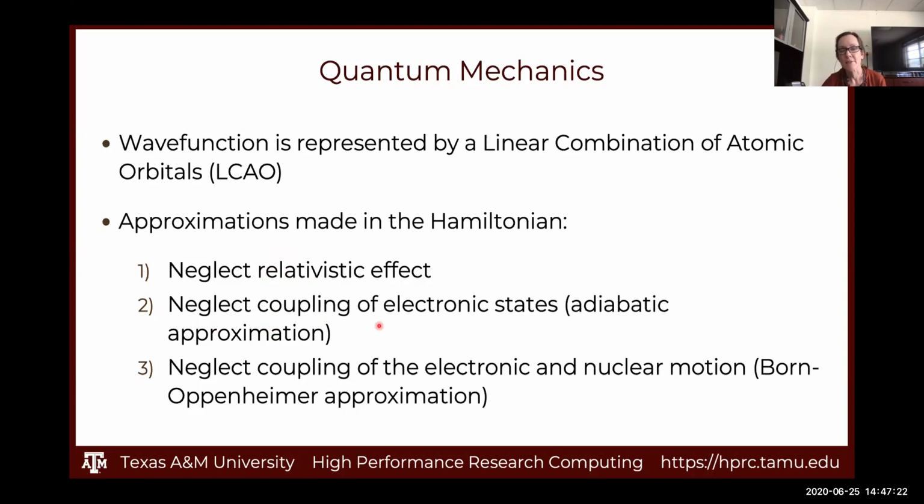We neglect coupling of electronic states. And more importantly, we neglect the coupling of the electronic and nuclear motion, the Born-Oppenheimer approximation, which means we optimize the wave function, then we take a geometry step, we optimize the wave function for the new geometry, then take a step. So the motion is decoupled. We assume that the electrons are moving so fast that they see static, unmoving nuclei.